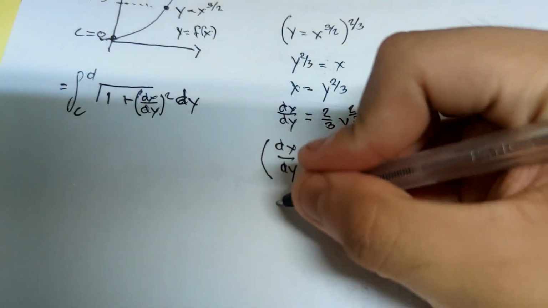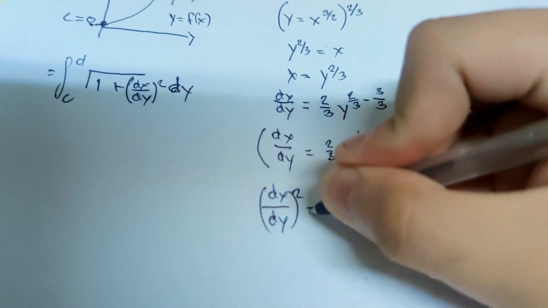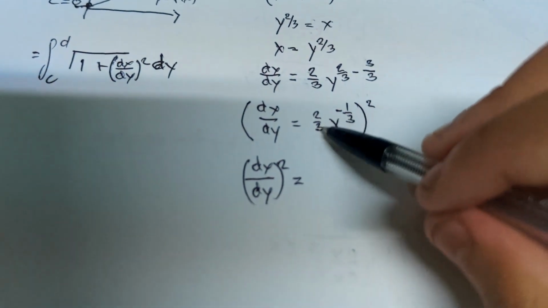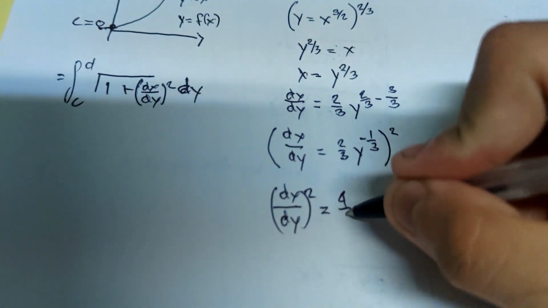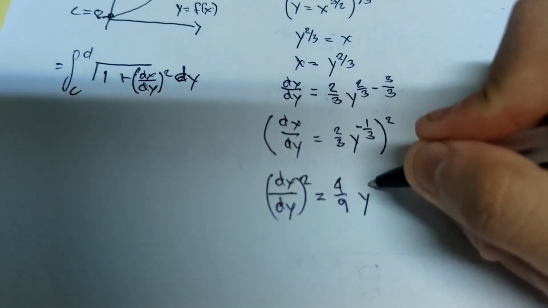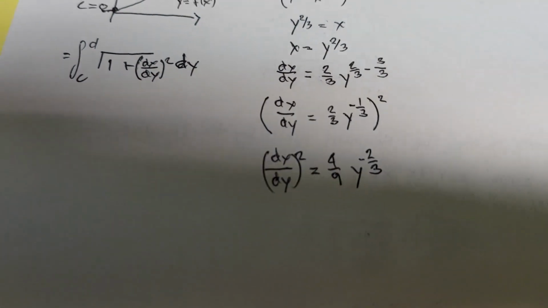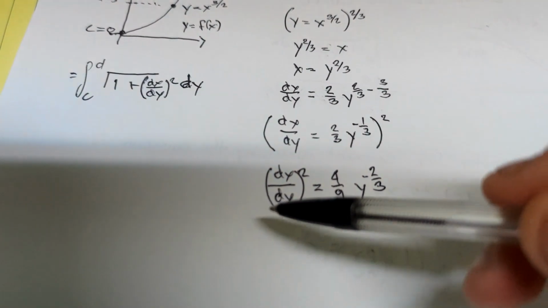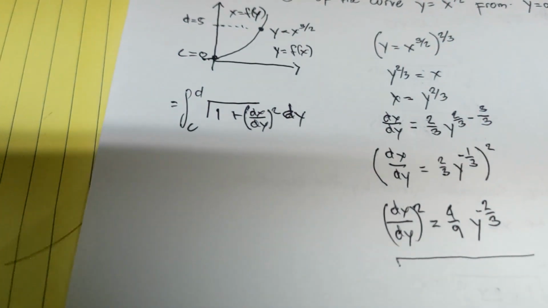So our dx over dy squared will be 2/3 multiplied by 2/3, this will be 4/9 y raised to 2/3. Okay. So now that we have our dx/dy, we can substitute on our formula here.